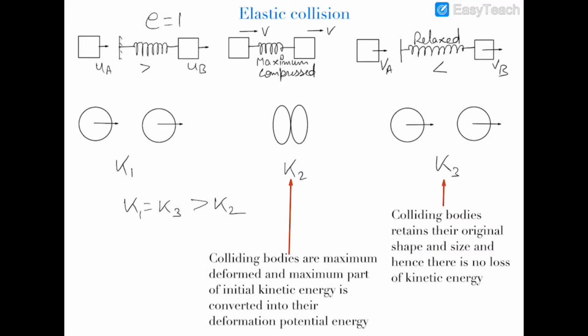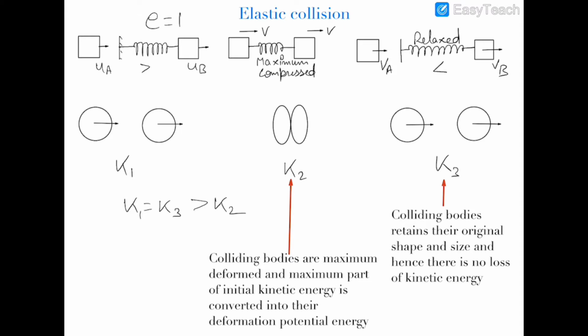Hello guys, in this video we'll discuss elastic, inelastic and perfectly inelastic collisions with physical situations and practical examples. I'm taking two types of examples in this explanation. The first one is a combination of two blocks and a spring, and the second one is two colliding circular spherical objects. So let us move further.